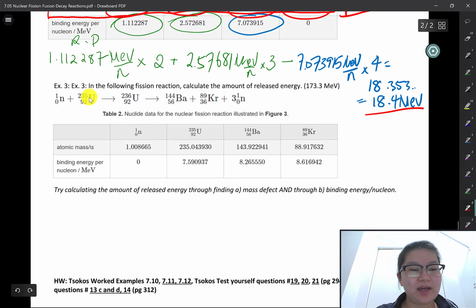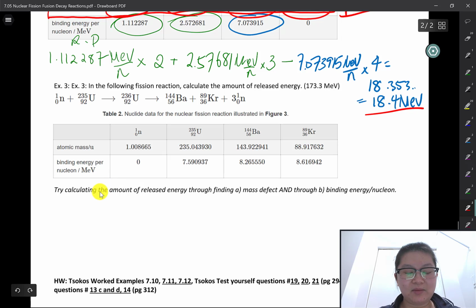In this video, we're going to do example 3, no, I'm just kidding. Example 3, which is a fission reaction. Whew, lots of stuff to calculate. And calculate the amount of released energy. Nuclei data for the nuclear fission reaction illustrated in figure 3.